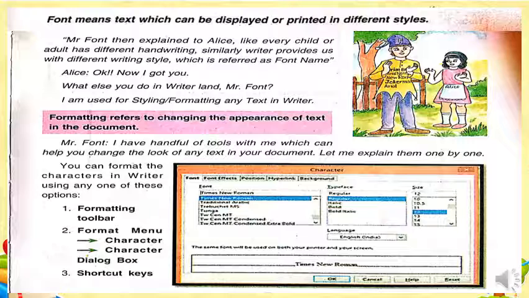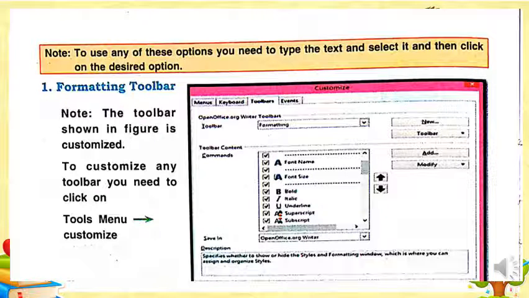You can format the characters in Writer using one of these options. That is, first, formatting toolbar. Second one is the Format menu, where there is the Character dialog box. And third is the shortcut menu. But note, to use any of these options, you need to type the text and select it and then click on the desired option. So let's start.